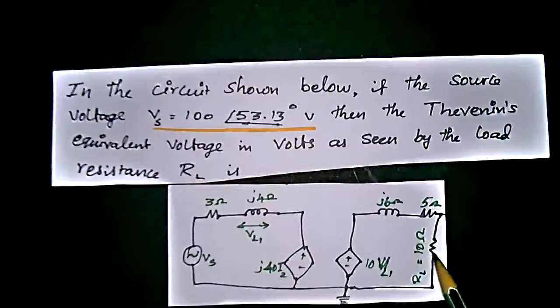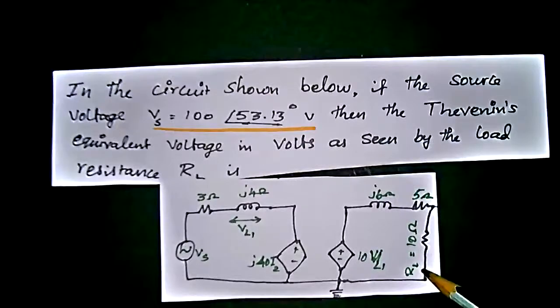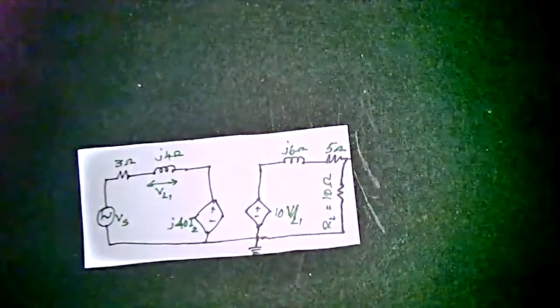So we have to find the Thevenin voltage across this load resistance. We have V_S here, a combination of inductances, a dependent voltage source, and an independent current source. All the elements are available here, so we have to find the value of V_TH across this load resistance. First of all, we go for the current flow in the circuit.